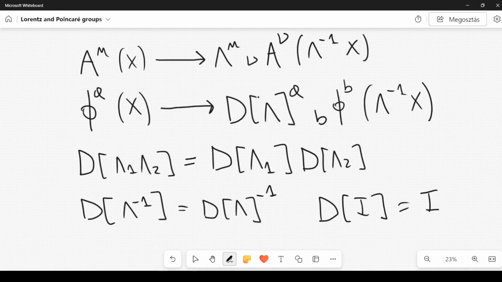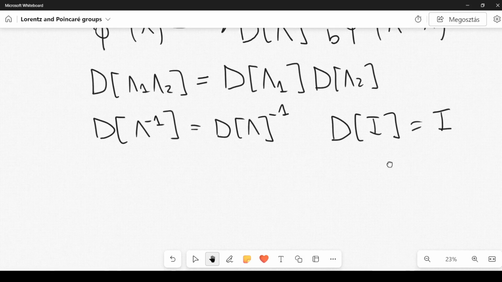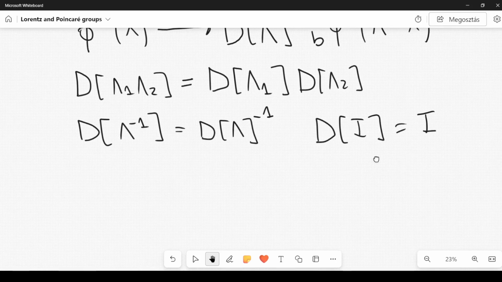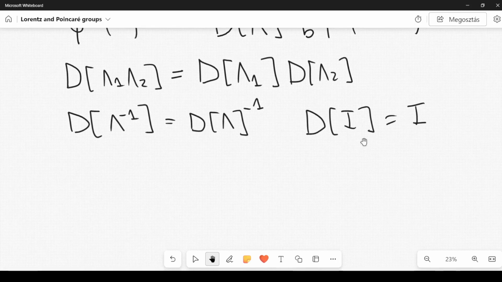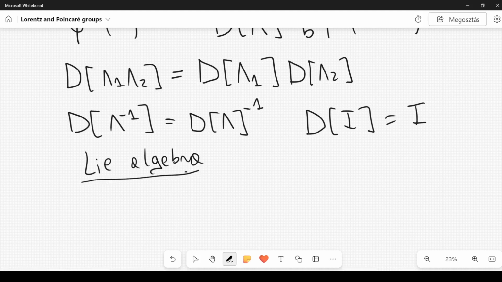So first things first. Let me tell you that we want to study the properties of the Lorentz group and also the more general Poincaré group. And in order to study the properties, we want to study the so-called Lie algebra of the group. Now, we'll not get into the technical details of what the Lie algebra is and also what a group is in general.